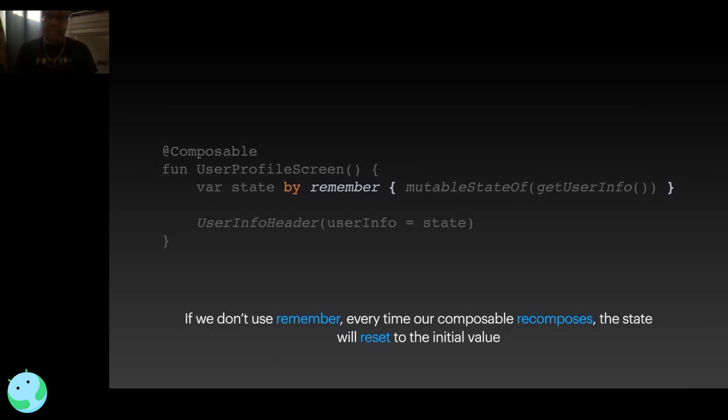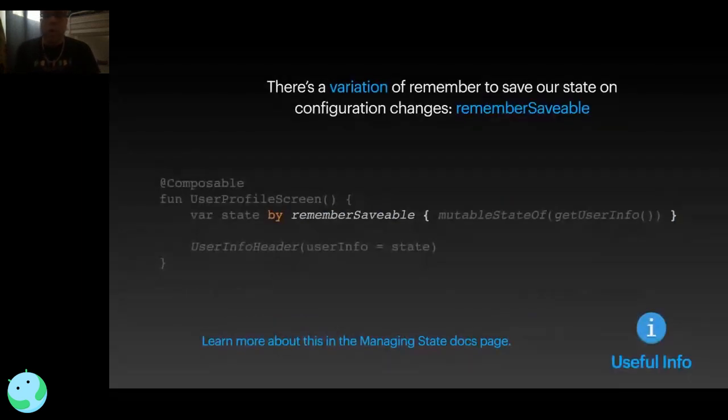There's a variation of remember that saves our state on configuration changes, for example, on rotation or when the language of the phone has changed, and it's called rememberSaveable. It's just the same. So when you need some state to be persisted over configuration changes, instead of using just remember, you can use rememberSaveable, and that's that easy. Learn more about this in the Managing State docs page.